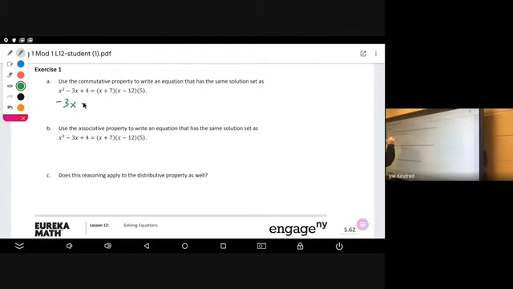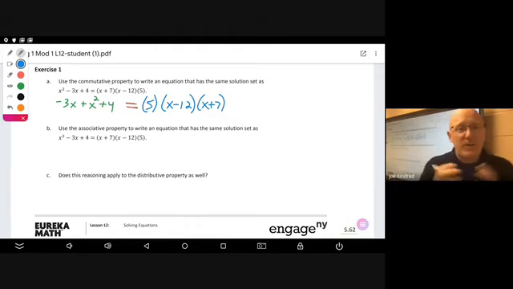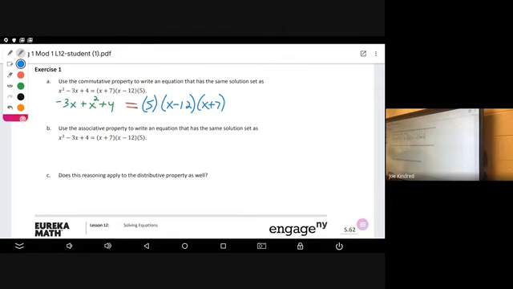I could switch this order here, and it doesn't change the left-hand side. And on the right-hand side, I could change this around. And that doesn't change. And so just by using the commutative property, I still have equivalent expressions. Okay, let's keep going.